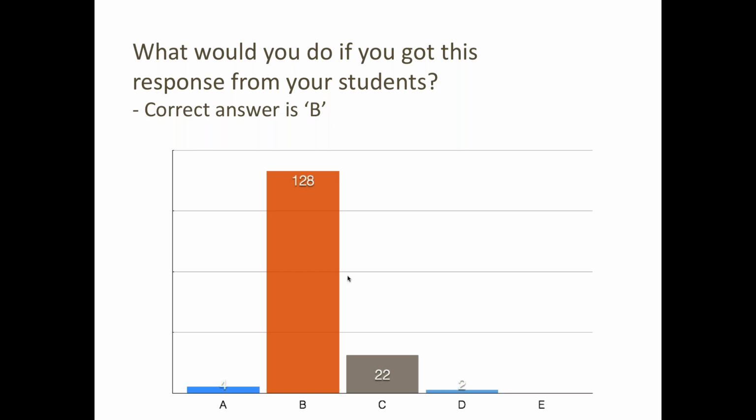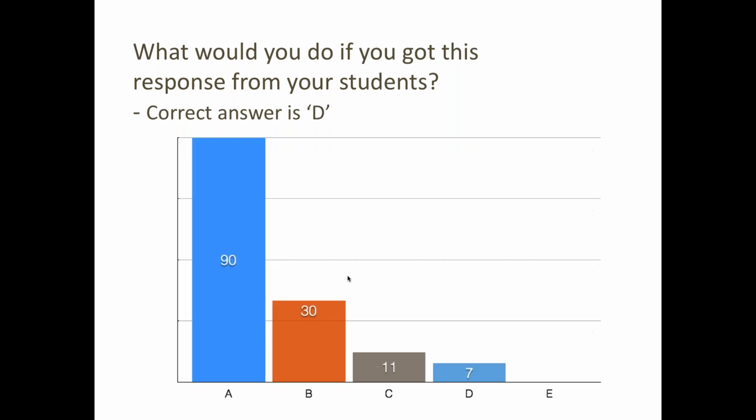Here's another scenario. Right, the correct answer is B. 128 students got B. So you might be tempted. Okay, do I go on? Most of them seem to have got it, but there's 22, which is not an insignificant number, who answered C. So once again, you as a faculty member have to make a decision. What do I do with those 22 students?